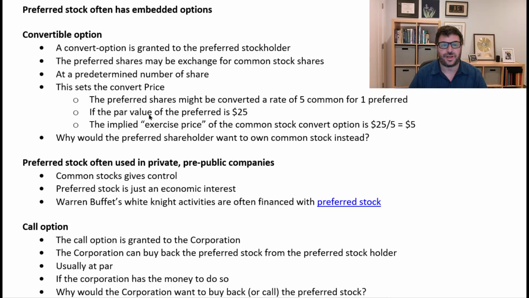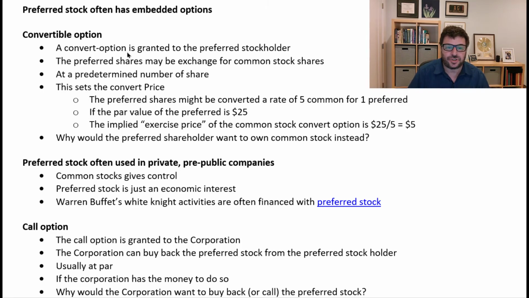Preferred stock often has embedded options. And an embedded option is something that's written into the securities contract, which gives either the issuer of the preferred stock, the corporation, or the holder of the preferred stock, the investor, the ability to do something to sort of change the nature of the contract. So the first thing we'll talk about is a convertible option.